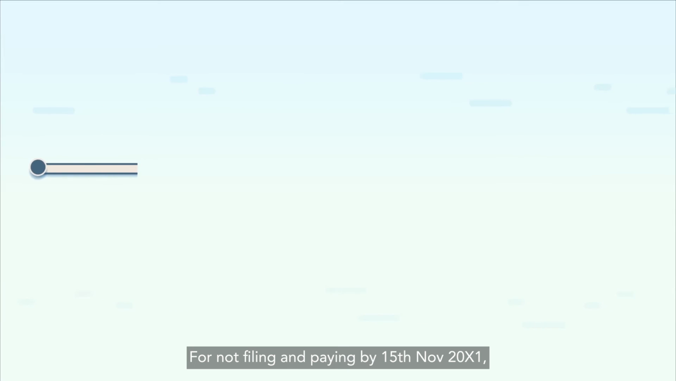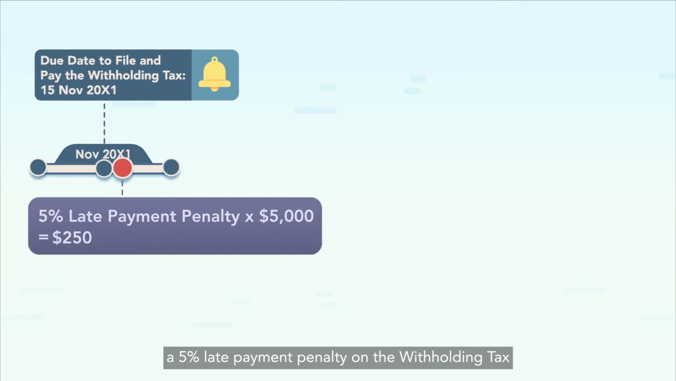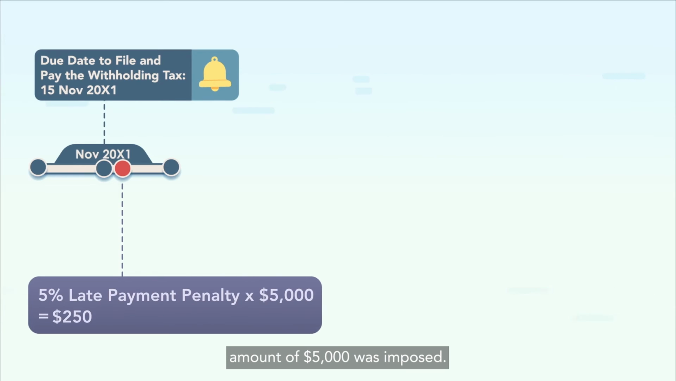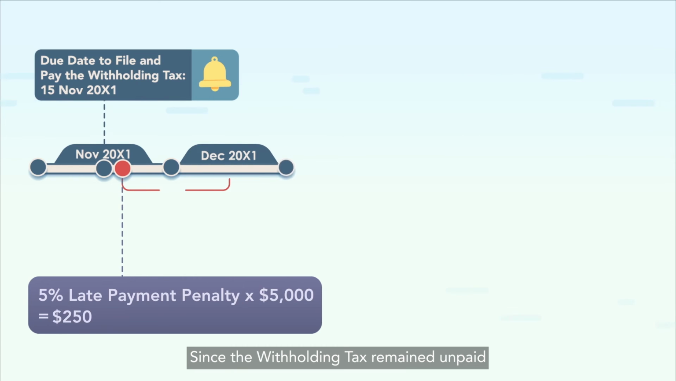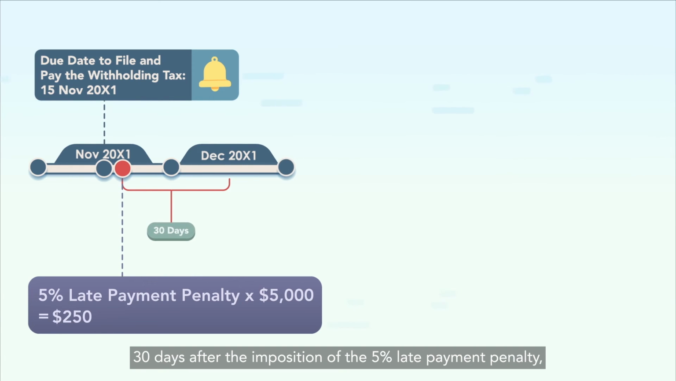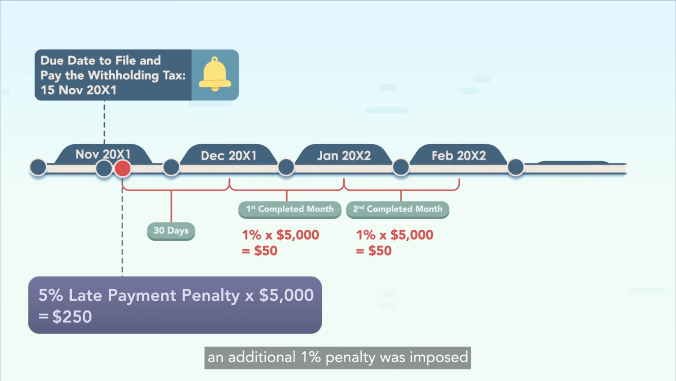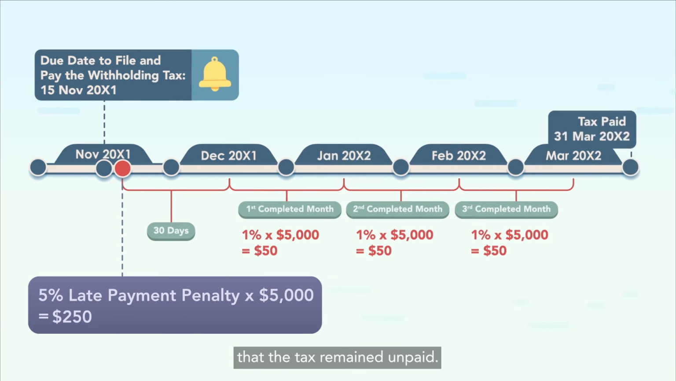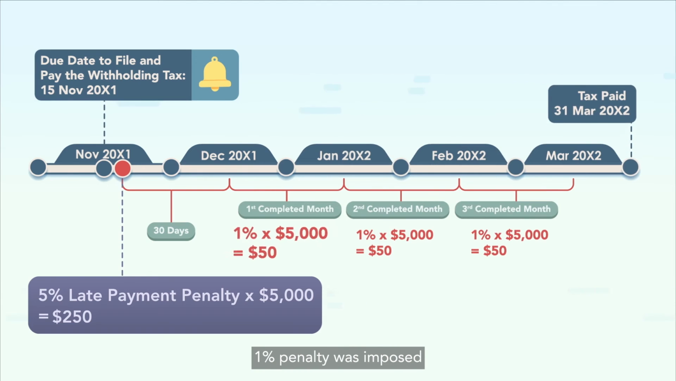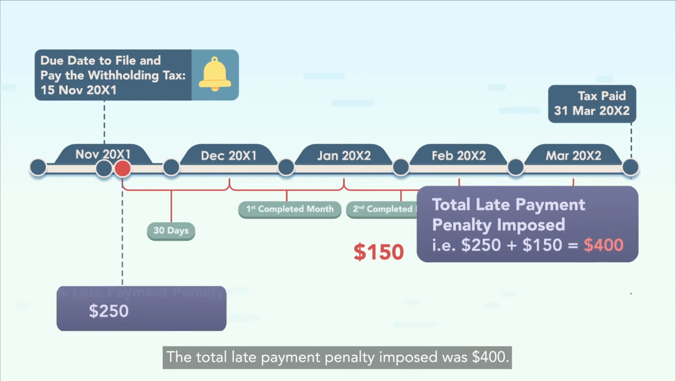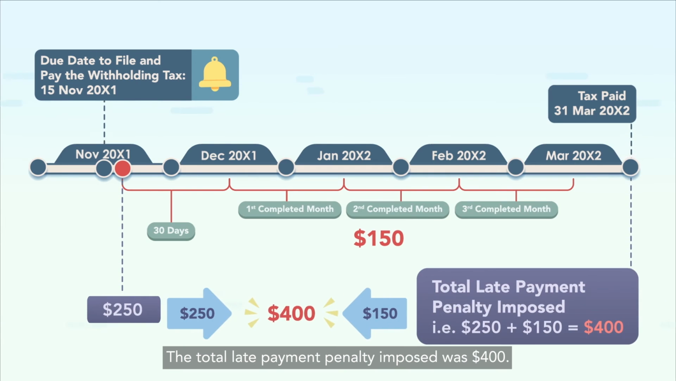For not filing and paying by 15th November 20x1, a 5% late payment penalty on the withholding tax amount of $5,000 was imposed. This worked out to be $250. Since the withholding tax remained unpaid 30 days after the imposition of the 5% late payment penalty, an additional 1% penalty was imposed for every completed month that the tax remained unpaid. This means that an additional 1% penalty was imposed for 3 completed months. This worked out to be $150. The total late payment penalty imposed was $400.